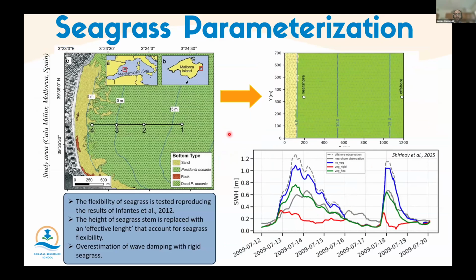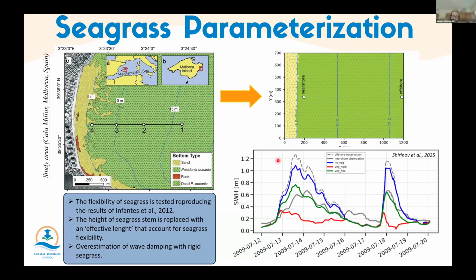So we try to verify the goodness of the parameterization, reproducing the results of the study of Infantes et al. 2012, where he has measurements of significant wave height in areas without seagrass offshore, and areas with seagrass inshore. And so we verified that an experiment without seagrass can reproduce very well or fairly well the significant wave height in the offshore area, that is the blue line, with no vegetation.